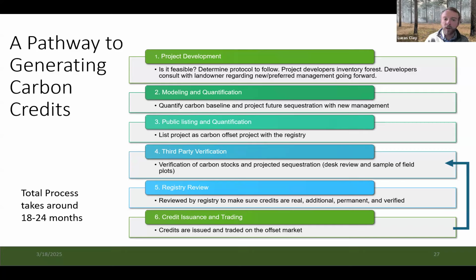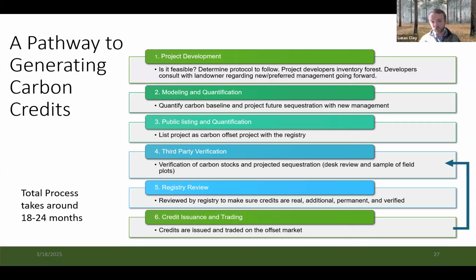After that point, they're going to quantify the baseline and project the future sequestration with new management. At that point, the landowner is probably going to have a pretty good idea of how many carbon credits they can sell on their land over the life of the project, based on their new management. Next, they're going to list that project with the registry. They're going to take the protocol that they're using, list the project with the registry, and then it's going to go through a review process.